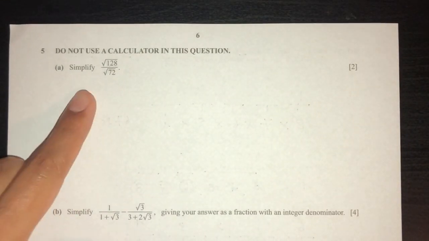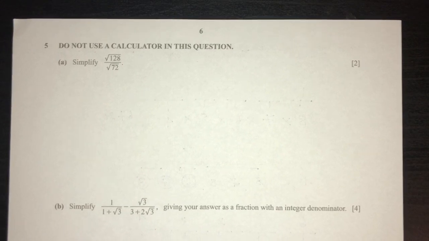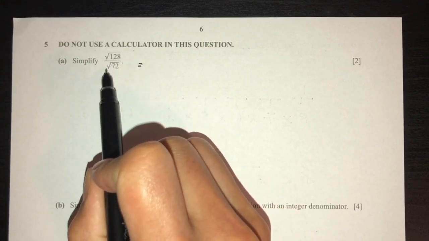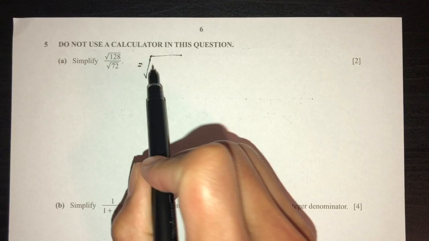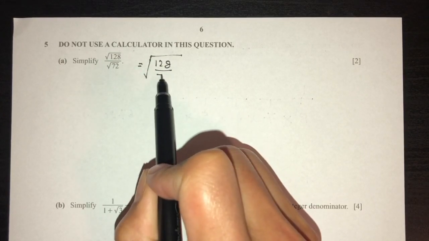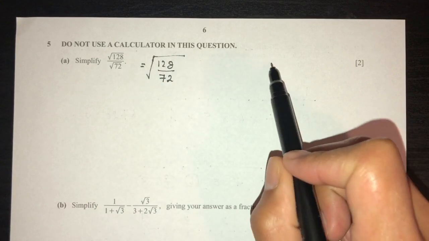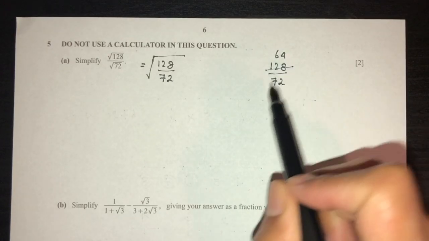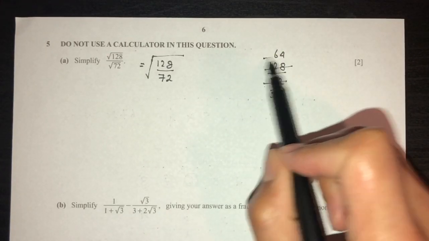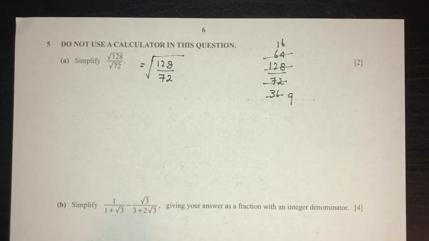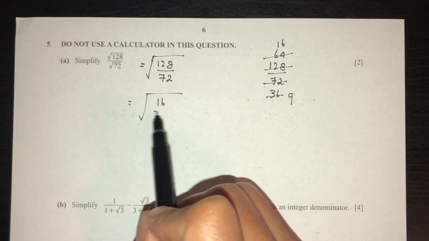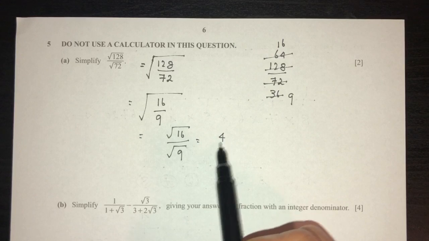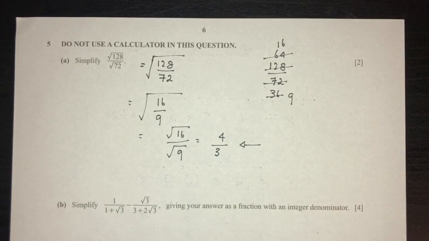Now let's move on to question number 5. Do not use a calculator in this question. So simplify. You have to show all your steps for your marks. So pretty easy. You first have to express this one as this. You'll have 128 over 72. Now we have a fraction inside. We can simplify this fraction to see what can be done. Divide by 2, you will have 64 over 36. Divide by 4, you will have 16 over 9. So replace back, you will have the square root of 16 over 9, which is 4 over 3 as your answer for part A.